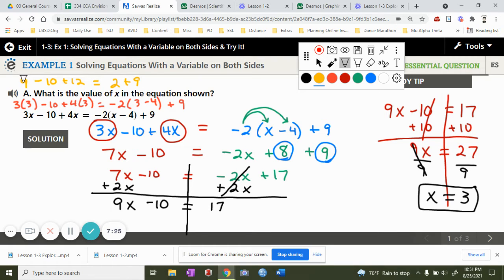So here we have 9 minus 10 is negative 1. Negative 1 plus 12 is 11. And 2 plus 9 is also 11. So x equals 3 is my solution. Let's try a couple more. I'm going to show them to you and let you work on them on your own.